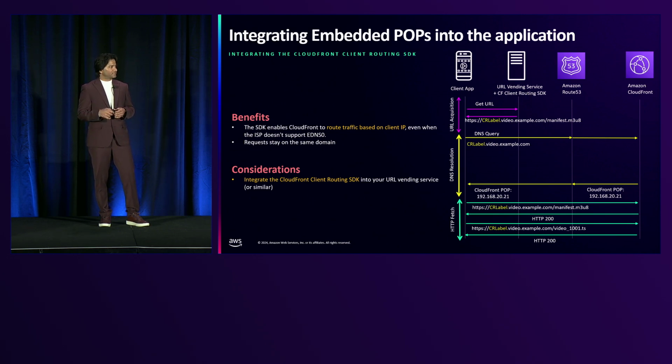There are two benefits to this approach. The first one is, with the SDK, we pass on the client subnet information to CloudFront DNS, and that allows for more efficient and granular routing, even in cases where the client's ISP does not support eDNS0. Since the entire request stays on the same host name, you avoid the extra overhead of establishing an additional TLS session. Our live streaming customers prefer this approach to maximize every incremental millisecond that they can save.